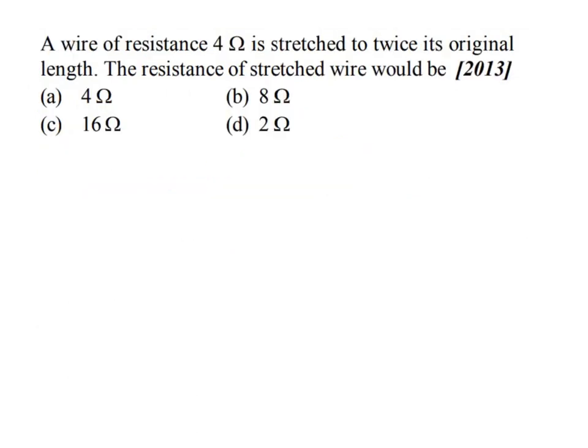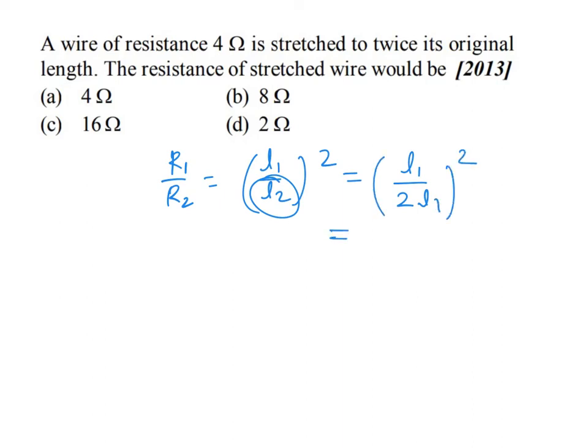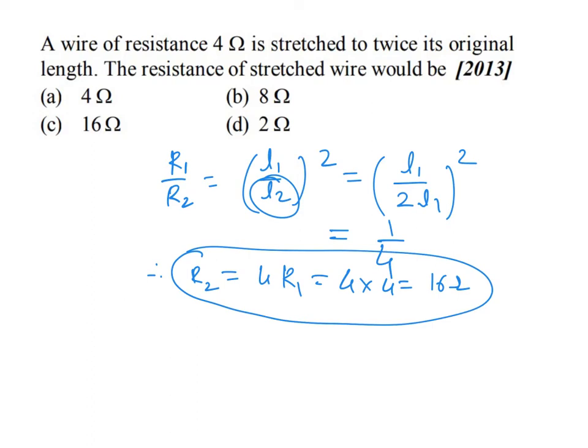A wire of resistance 4 ohm is stretched to twice its original length. The resistance of the stretched wire would be? While discussing the synopsis, I discussed that R1 divided by R2 must be equal to L1 divided by L2 the whole square. Since the stretched length is twice the original, L1 divided by 2 times L1, squared, equals 1 divided by 4. So R2 must be equal to 4 times R1, and 4 times 4 is 16 ohm, the resistance after stretching. Option C is the right answer for this question.